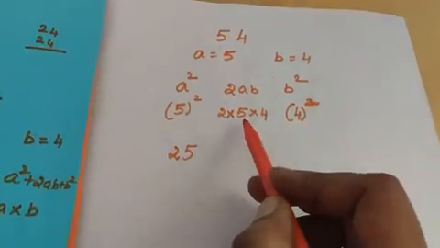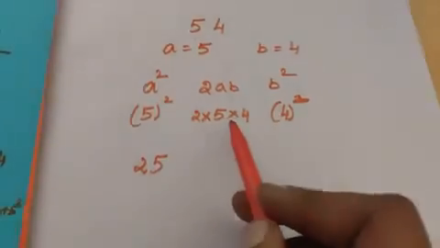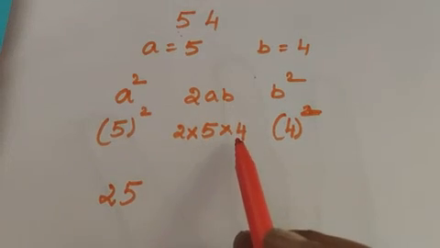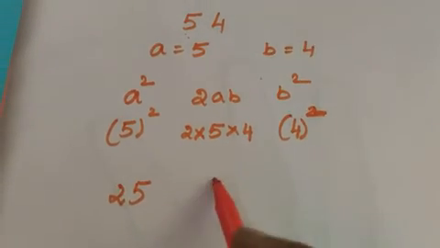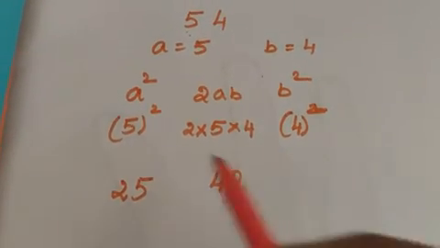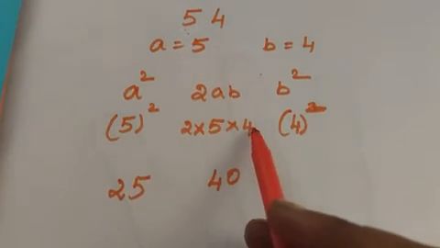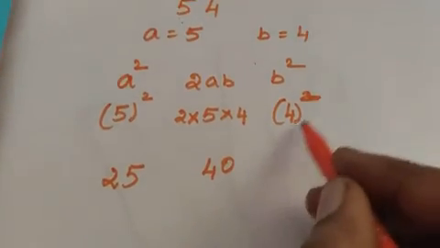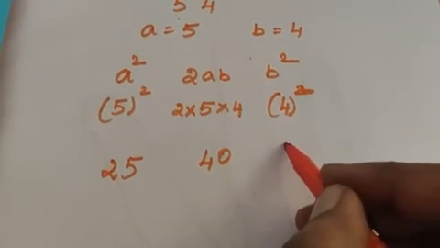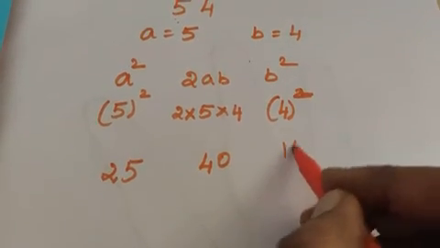Now here, if you multiply 2 into 5 into 4, so 2 into 5 into 4 is 40. Right? 2 into 5 is 10, 10 into 4 is 40. And 4 to the power 2, so 4 power 2 is 16.